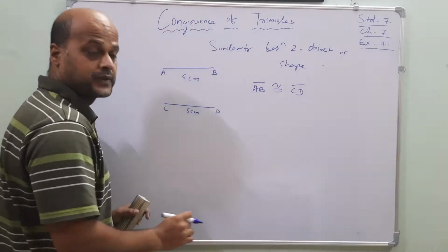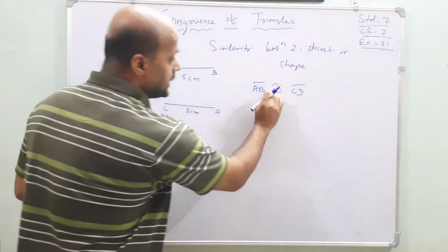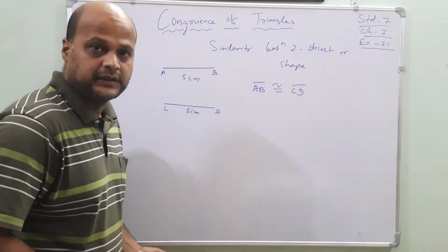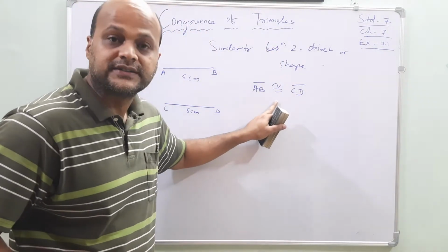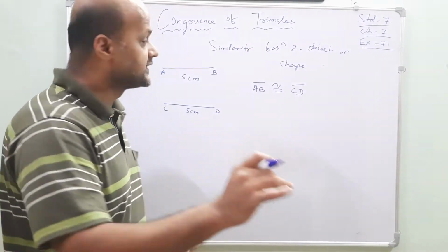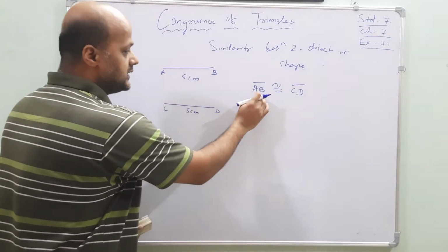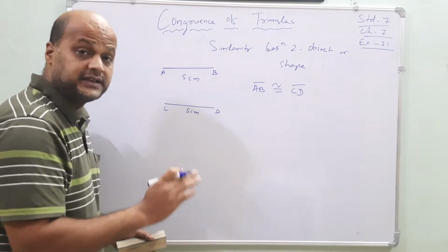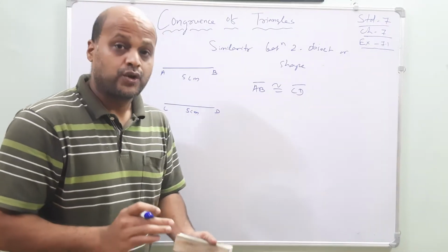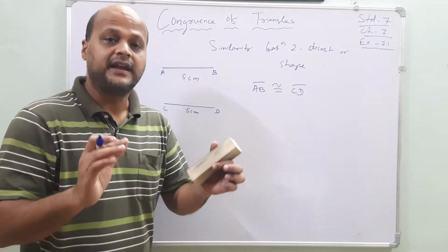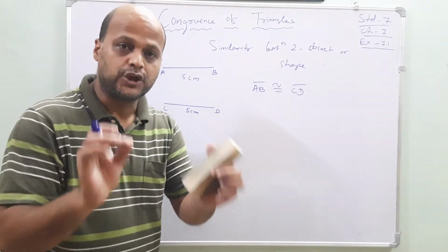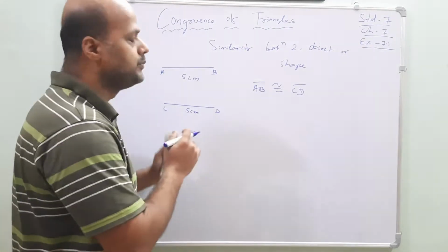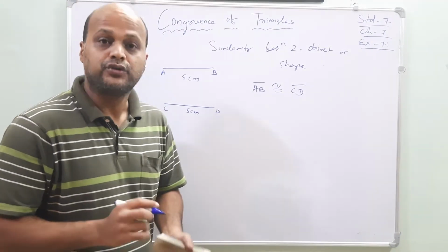This is the symbol of congruence: an equal symbol and a wave. Understood, my dear friends? So I will say that line segment AB is congruent to line segment CD. Why? Because the lengths of the two line segments are equal. Here the position will be of no importance.